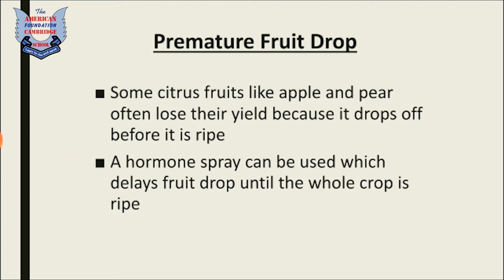The next use is premature fruit drop. Some fruits like apple and pear often lose their yield because they drop off before they are ripe. A hormone spray can be used which delays fruit drop until the whole crop is ripe. For this purpose, the farmers use ethylene because this plant hormone is very good for proper growth and ripening of fruits. Sometimes the fruits drop even before they are ripe due to different environmental conditions, for instance, wind and temperature. For this purpose, farmers use the ethylene hormone. It delays the fruit drop and makes it happen in proper timings. Therefore, in this way, the yield is not spoiled.